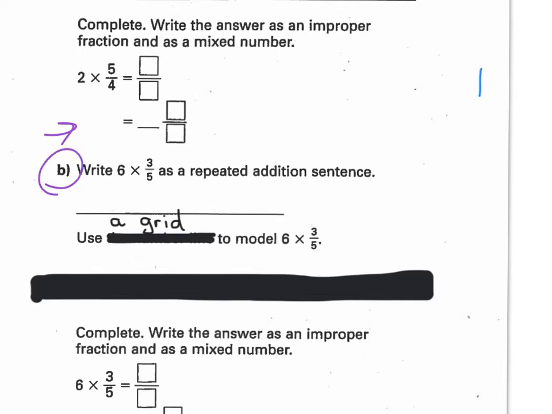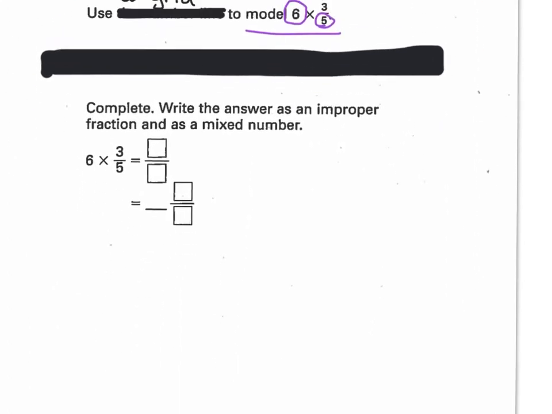Step B, you're going to do 6 times 3/5 as a repeated addition sentence, and then you're going to make a grid to model. To help you out, you're going to need 6 fraction strips, and each one will be divided into 5 sections. Then you're going to complete the question below as an improper fraction and a mixed number.